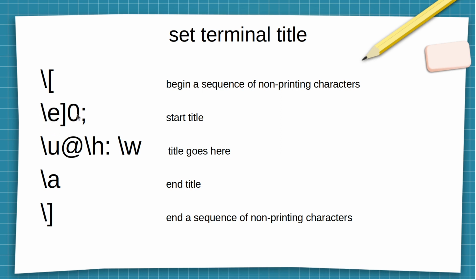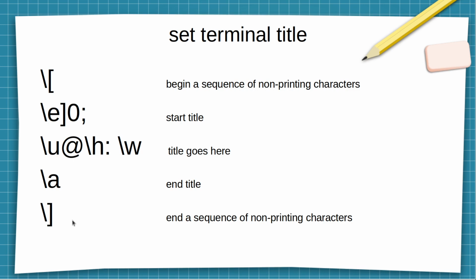Okay, this says that I want to start the title, and this part will tell what should be the title. Here, username at hostname, current working directory. So in our case we will set the base name of the current working directory, so we will use only \W, and end the title. We will use \a to say end the title and end the instruction.